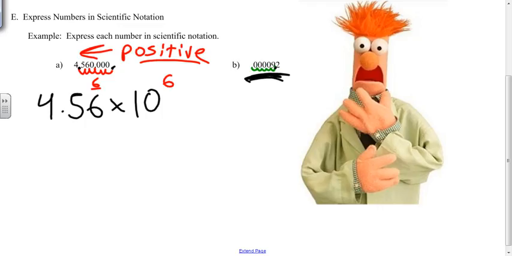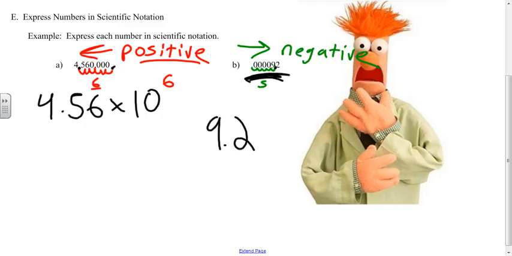We want the 9, so that becomes 9.2, and we moved it over 5 times, but we moved to the right. So when you move right, you have to use a negative. Sorry, Beaker, right on your nose there. So in this case, we'd be multiplying by 10 to the negative 5. So that number would be 9.2 times 10 to the negative 5.